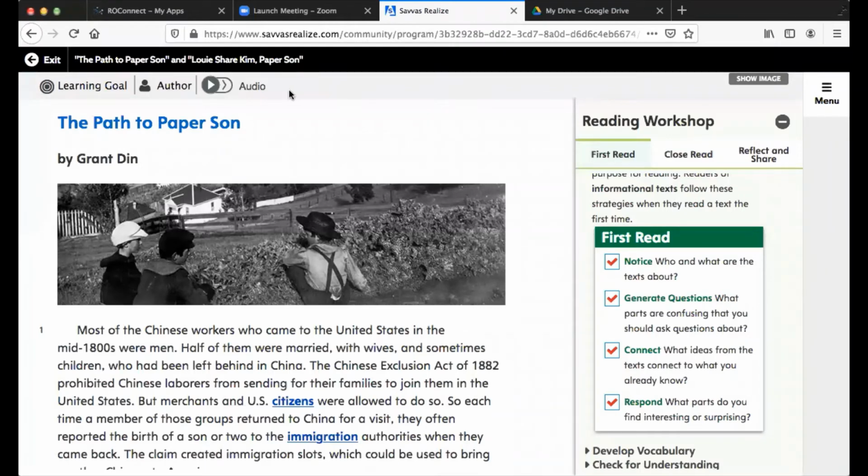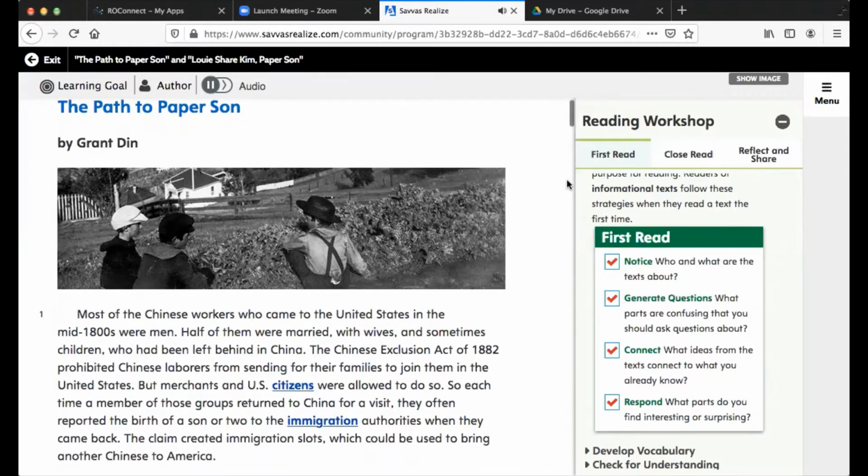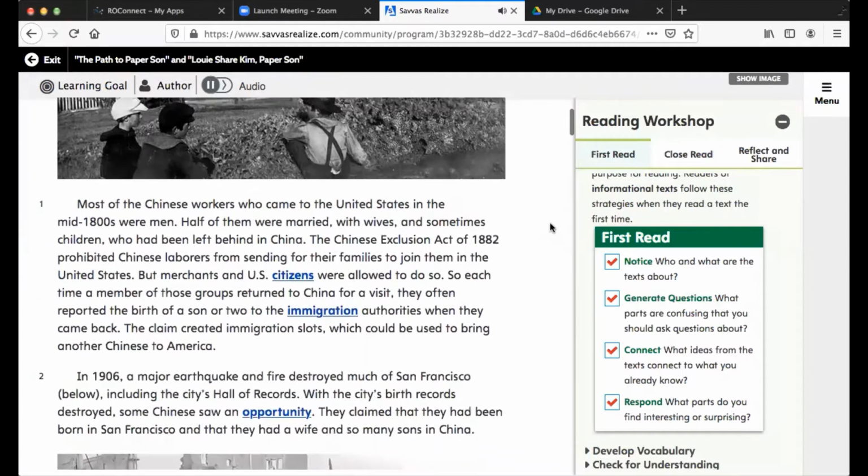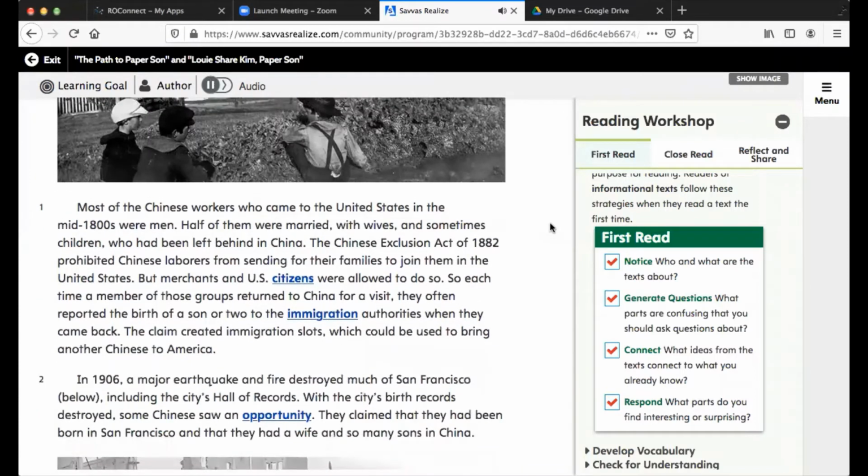Let's read the first text together. The Path to Paper Sun by Grant Dinh. Most of the Chinese workers who came to the United States in the mid-1800s were men. Half of them were married with wives and sometimes children who had been left behind in China. The Chinese Exclusion Act of 1882 prohibited Chinese laborers from sending for their families to join them in the United States. But merchants and U.S. citizens were allowed to do so.